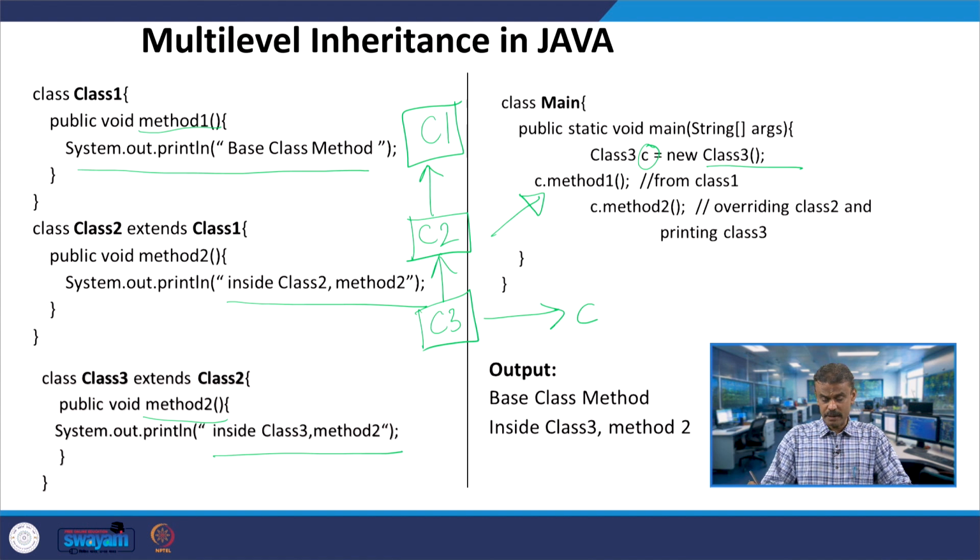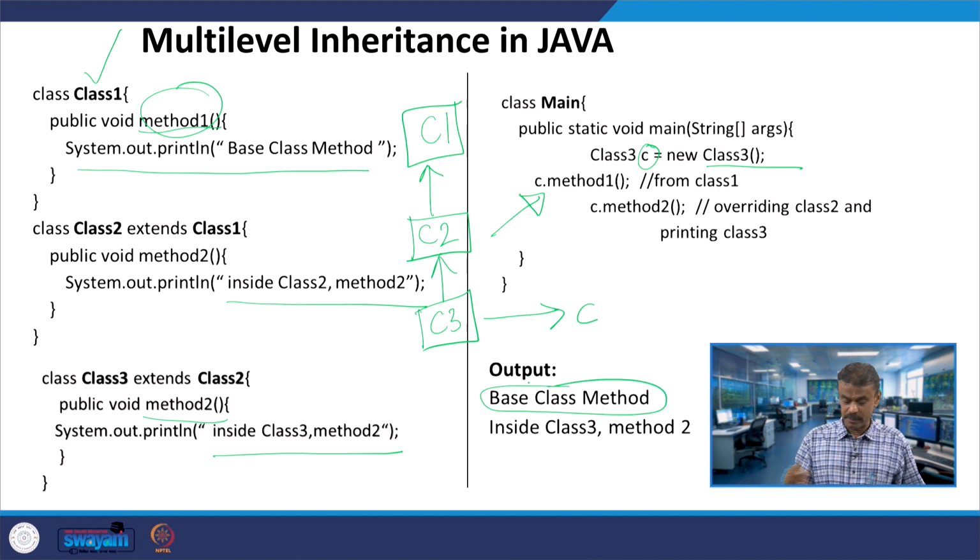So, when it is invoking method 1, which is available in class 1, that is not a problem. Method 1 will be accessed and invoked, and you have the print statement System.out.print, so the base class method will be printed. This one will be printed, which is not very difficult.